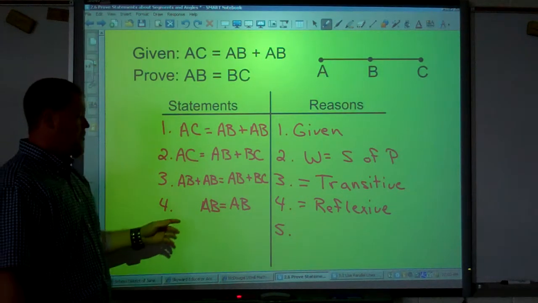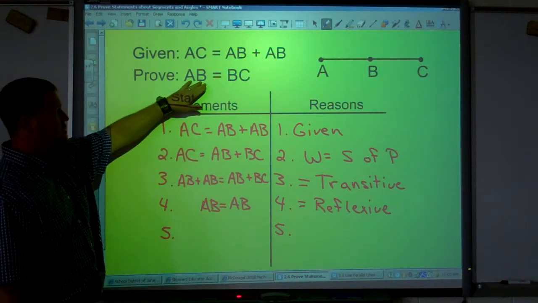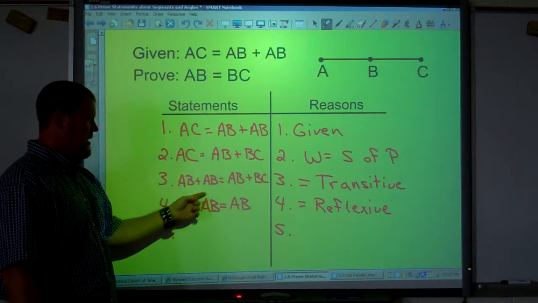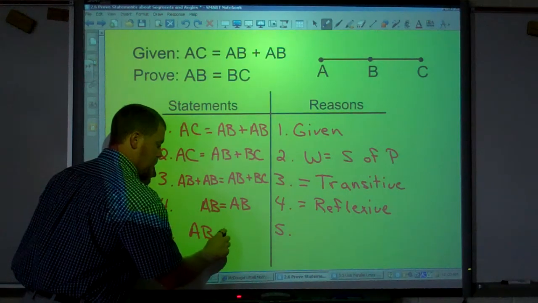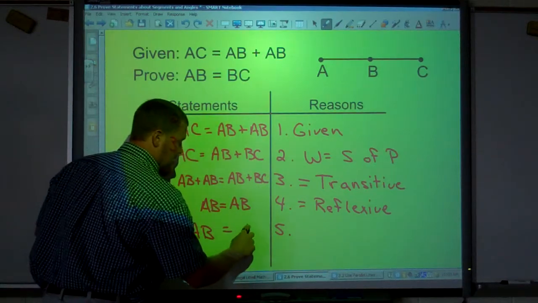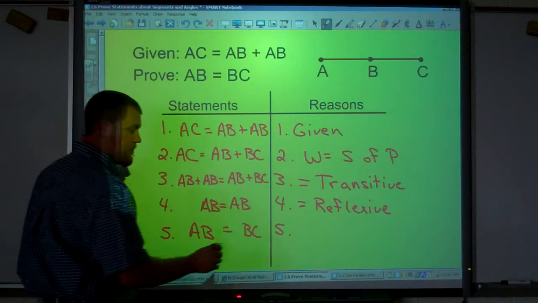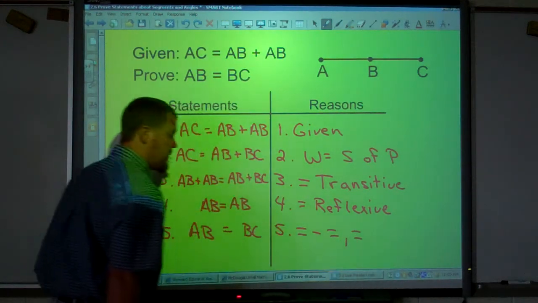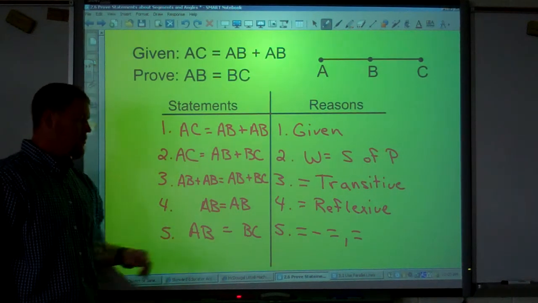Now, what do we need to do with that? In order to go from step 3 here, how do we get to our proof statement? We need to subtract those out, right? If I take this left side and I subtract length AB, I'm left with length AB. If I take this right side and I subtract length AB, I'm left with length of BC. What's the only subtraction rule we know? Equals minus equals, the result is equals. If we took an equal statement, subtracted an equal statement, the result is still going to be an equal statement.